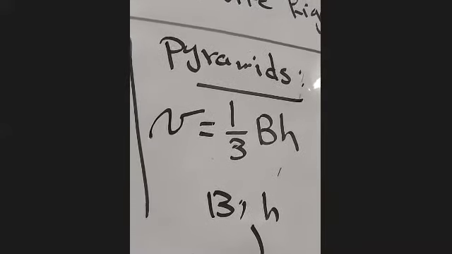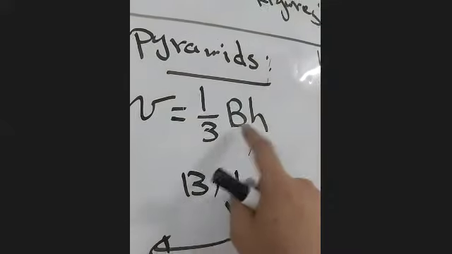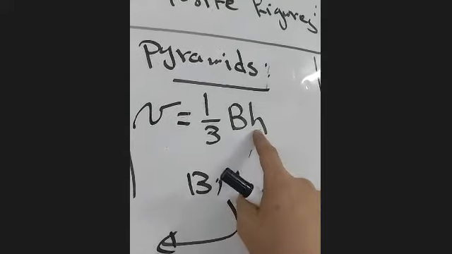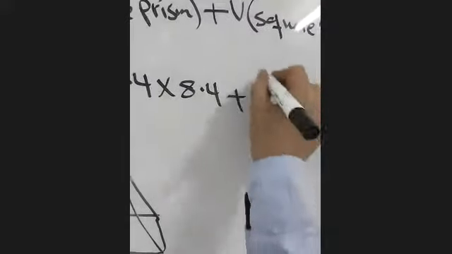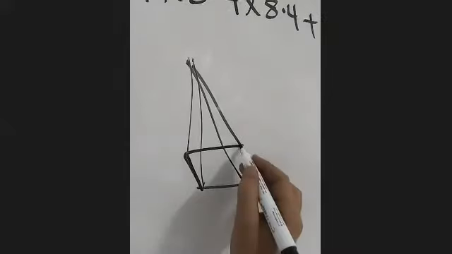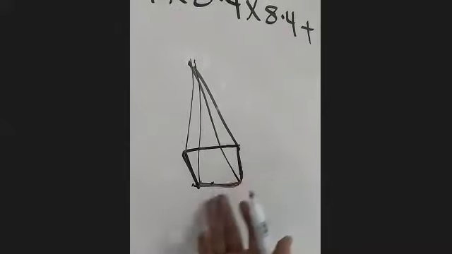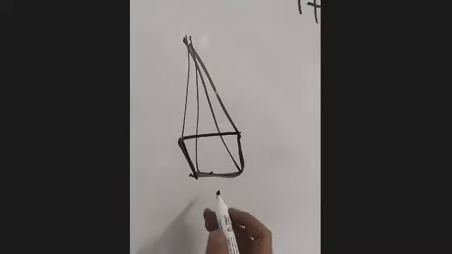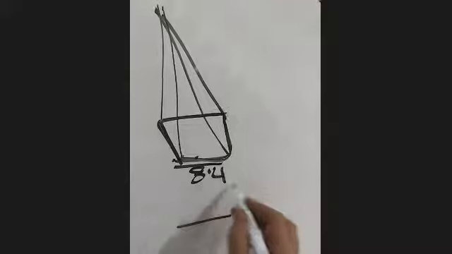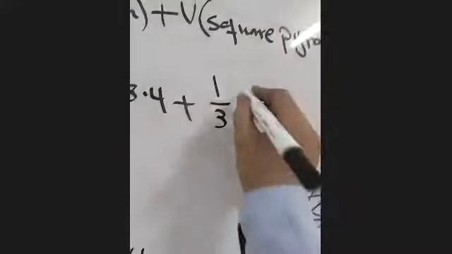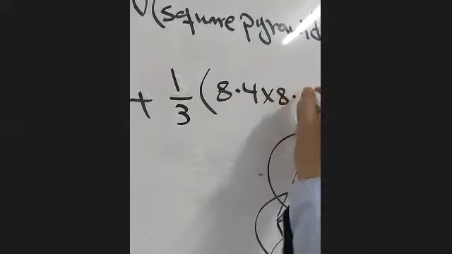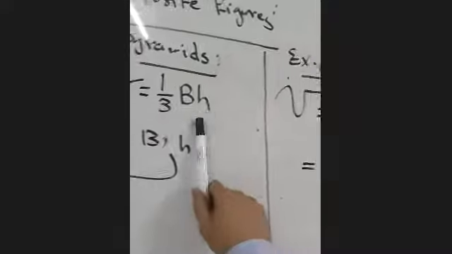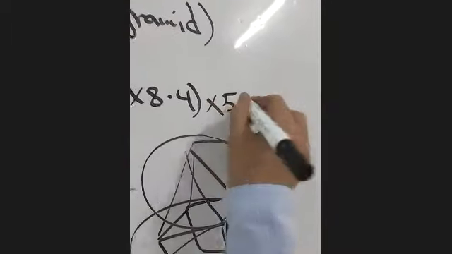Look here. V equals 1/3 BH. B is the base area and H is the height of the pyramid, right? So 1/3, don't forget that, guys. So here, let's find the volume for this part. Plus 1/3, multiply the base area. The base is a square. What's the area of the square? The area of the square is 8.4, the same. Exactly. Multiply 8.4. So the base area, 8.4 multiply 8.4. Multiply the height of the pyramid. How much is the height? It is 5.8. Okay.